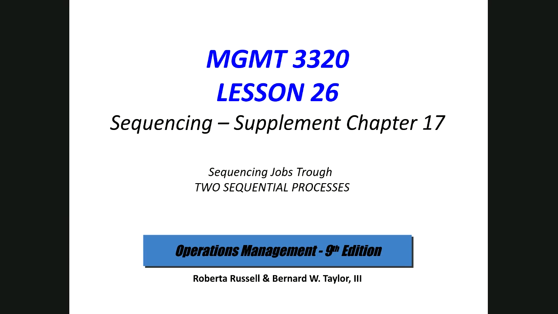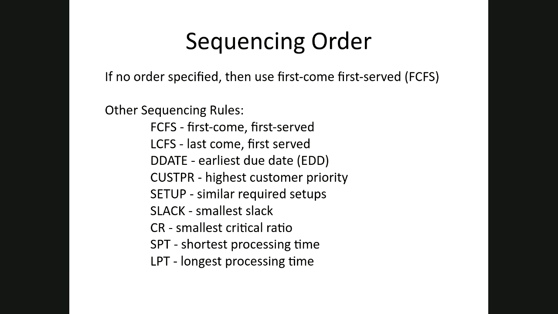Right. This is the second part of our sequencing lesson, lesson 26. For this lesson, we're going to be talking about sequencing jobs through two sequential processes, just to follow on what we've done previously. There are still going to be several sequencing orders available. Any of these that we saw previously are still available: first come, first served, shortest processing, longest processing, due dates.